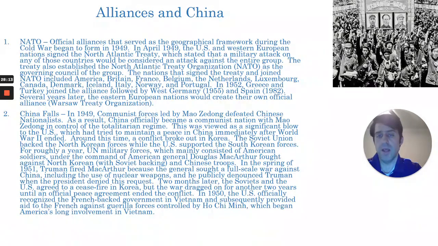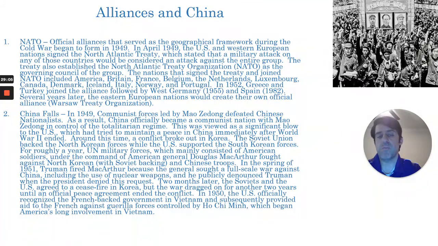40-plus years ago. This development was seen as a significant blow to America, which had tried to maintain a peace with China, or peace in China, I should say, in the immediate post-World War II years. They did not want China to fall into communist hands, but at the same time, they weren't quite willing to provide a full-scale military force to ensure that the status quo government in China would be sustained in the late 1940s.